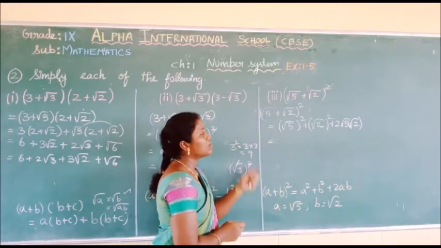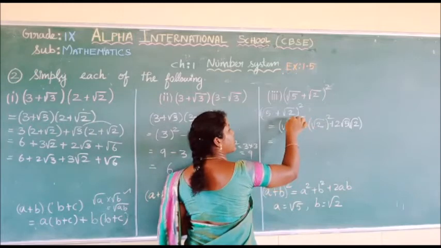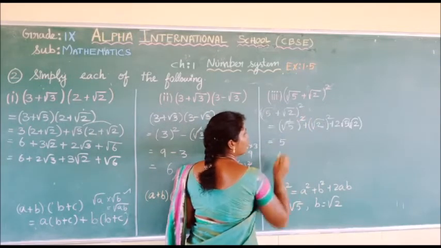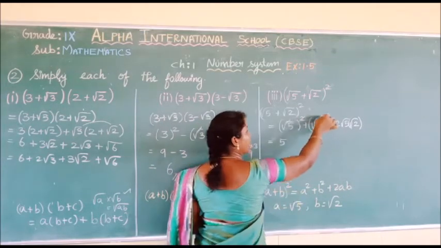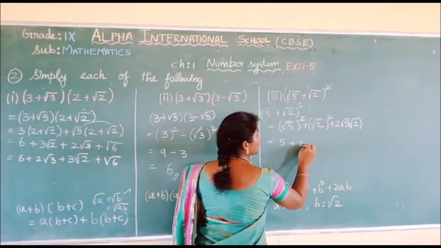As I explained, square and square root are reciprocal functions, so we can directly cancel them. So what is the value we are getting? 5. Only 5. Again in the second term, root 2 the whole square, here also square and square root will get cancelled. So the answer is plus 2.